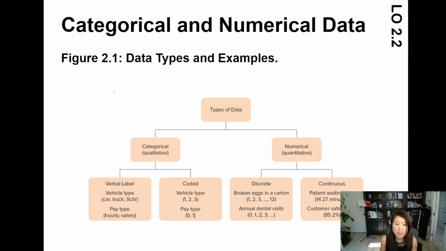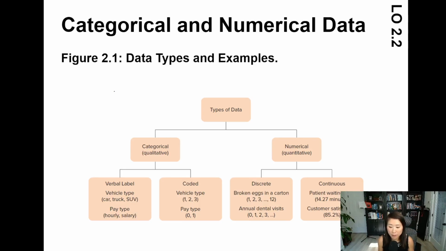Let's talk about the continuous numerical variable first. For a continuous numerical variable, the value can be any real number, positive or negative. Here we're talking about patient waiting time. Patient waiting time can be 2 minutes, 3 minutes, 3.22 minutes. You can say it can be any real positive number, right? So that is considered a continuous numerical variable.